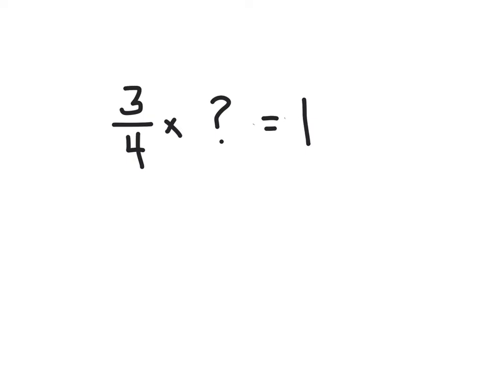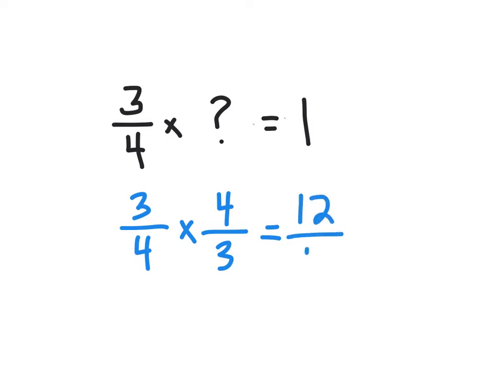And the answer is we can multiply 3/4 by the reciprocal. So 3/4 times its reciprocal, 4/3, would equal 12 over 12. And we should know that 12 over 12 is the same as a whole. Alternatively, you can think about cross-canceling, and everything would cross-cancel and create a whole, create 1.